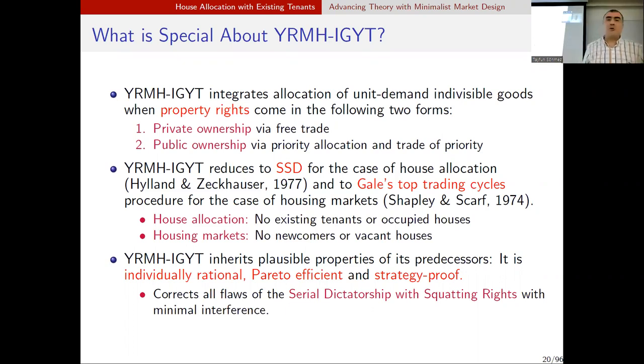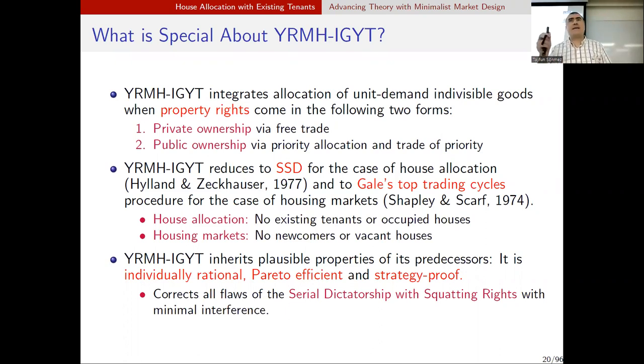So this procedure integrates allocation of unitary and indivisible goods when property rights come in the following two forms: private ownership via free trade, and public ownership via allocation and trade of priority. So effectively, through this procedure, I'm integrating two types of property rights. And conveniently, it reduces to simple serial dictatorship if the problem is house allocation, meaning there are no existing tenants or occupied houses. And to Gale's top trading cycles procedure for the case of housing markets.